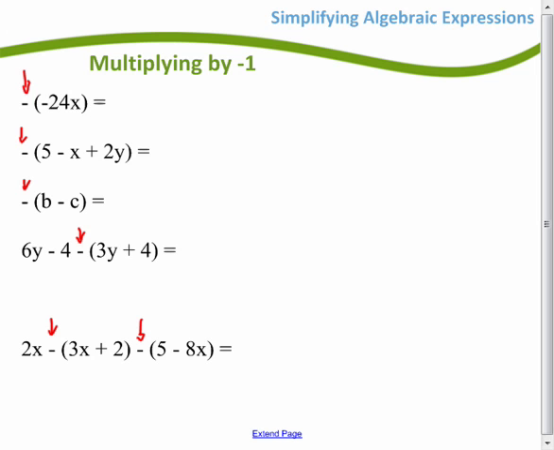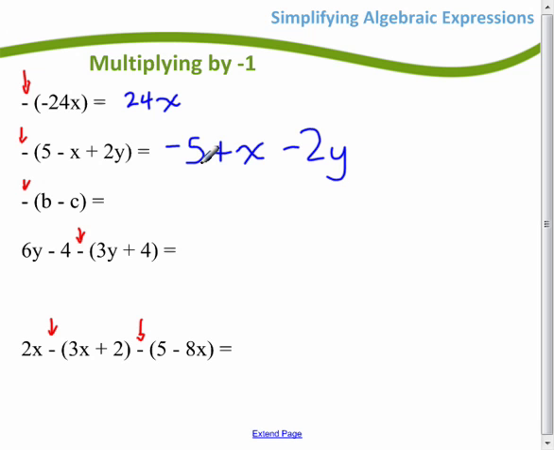Okay, so negative out front just means change the sign of whatever's inside. If I have a negative 24x, it'll change to a positive 24x. This one here, a negative out front, I have to change the sign of everything in those brackets. So 5 is positive, it changes to a minus. The x is negative, so it changes to a plus x. The 2y is a positive 2y, it changes to a negative 2y.